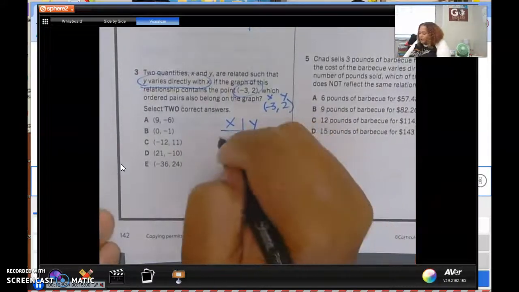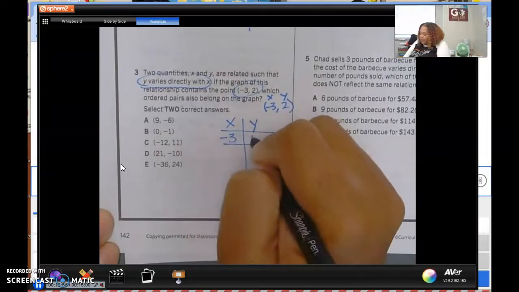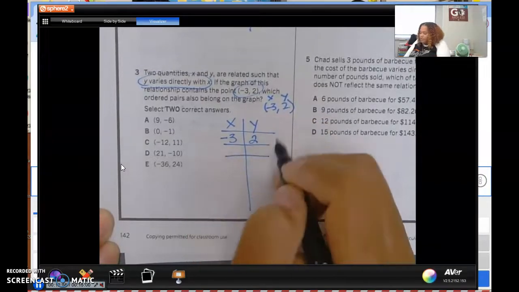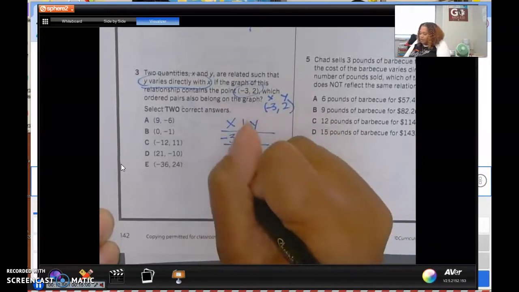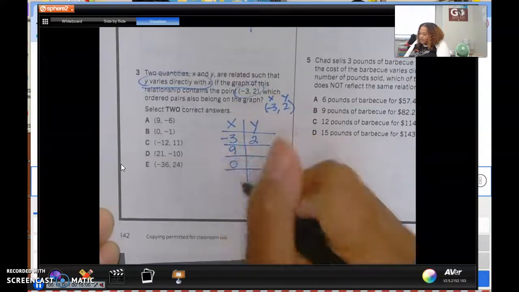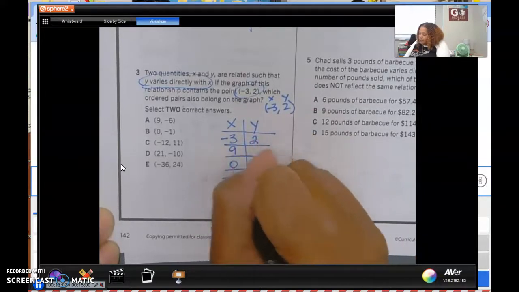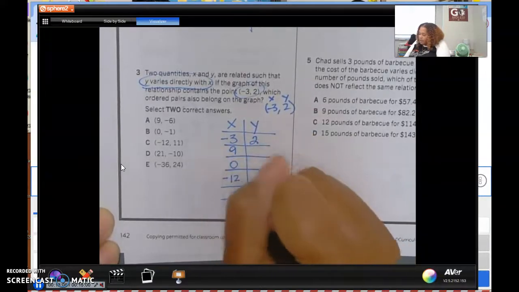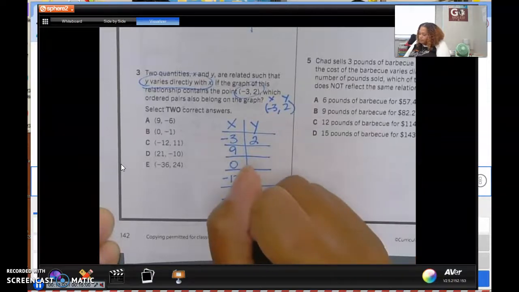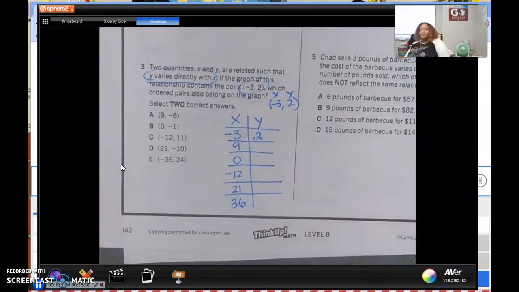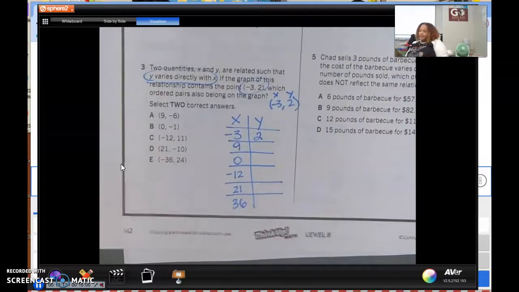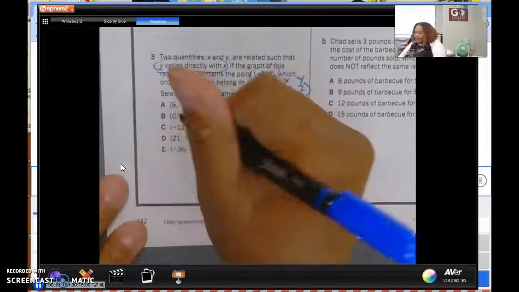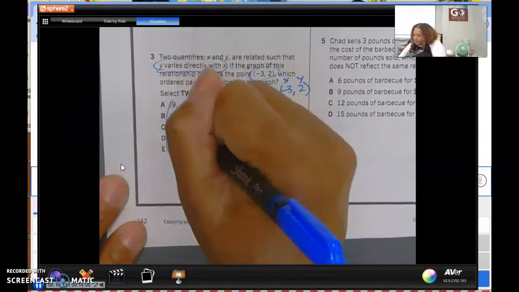So I'm going to put -3 and 2 here. I'm also going to put 9. I'm also going to put 0. I'm also going to put -12. I'm also going to put 21. And -36. Now that's just for my x values here.